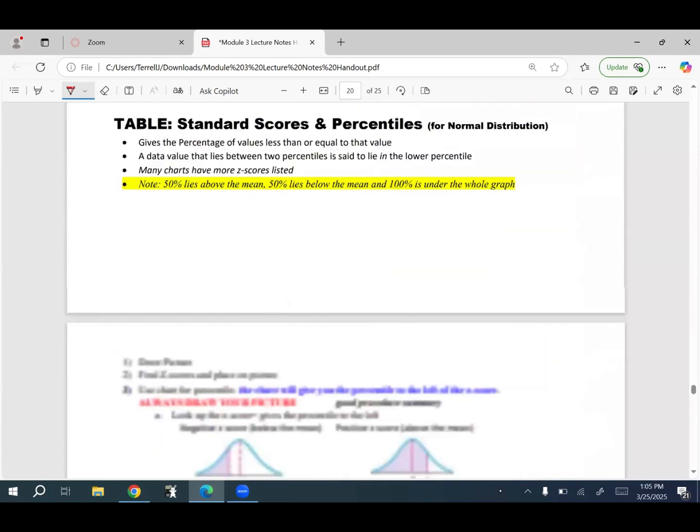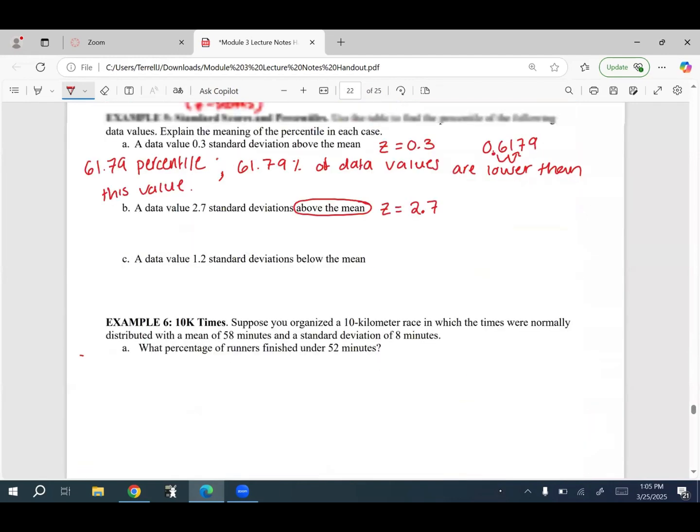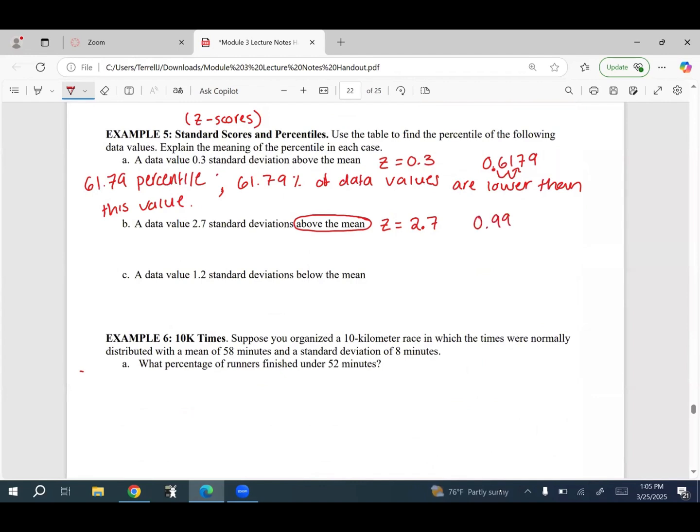So when I go here, 0.9965, if I were to make that a percent, that is the 99.65 percentile. It separates the bottom 99.65% from the top.